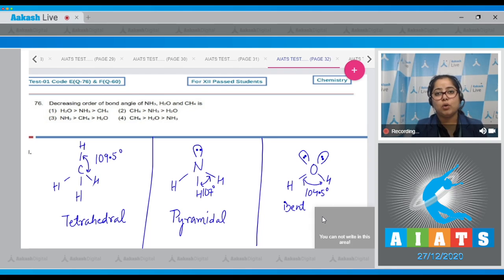That means the correct order of bond angle is represented in option number 2. The highest bond angle is in CH4 and the least is in H2O. That means the correct answer is option number 2.